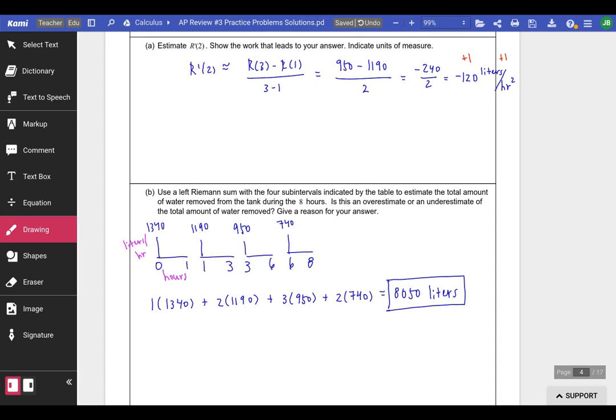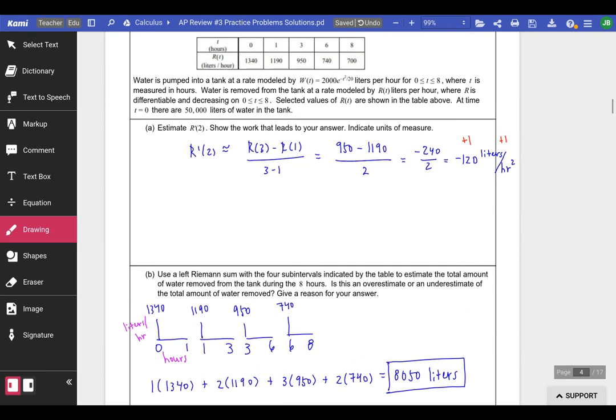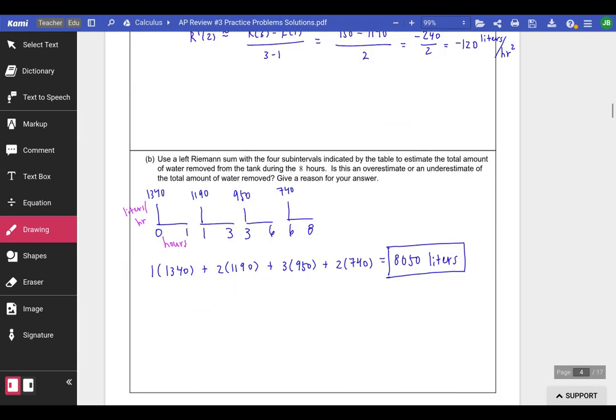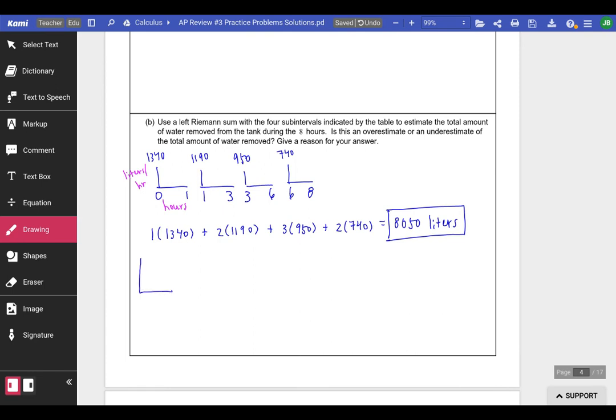Now, as far as whether it's an overestimate or an underestimate, we have to see what we know about this function W. Actually, I'm sorry, this was the function R. That's the one being removed. So it says R is decreasing on this interval. So since it's decreasing, I can make a little sketch here. If I've got a subinterval, a left Riemann sum means that the left endpoint determines the height of my rectangle, and we can see that's creating an overestimate.